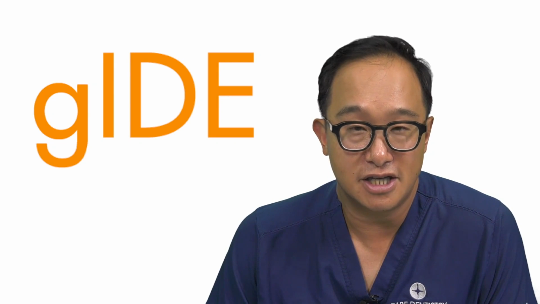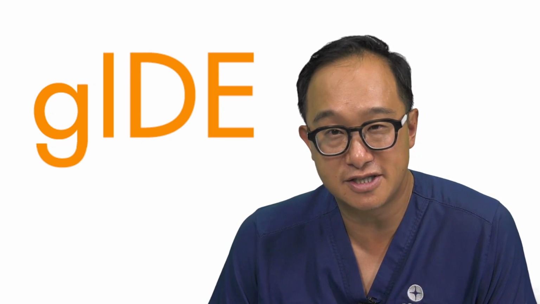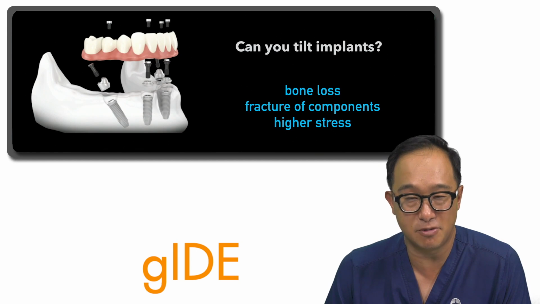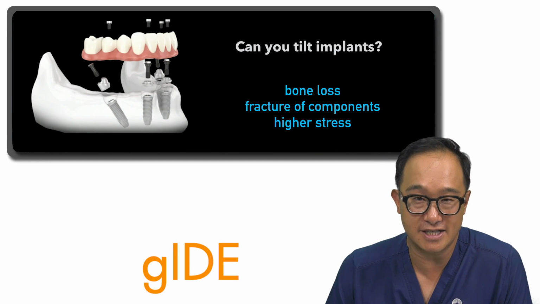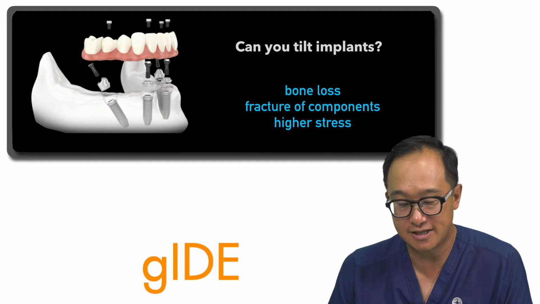So another question that often gets asked with this all-on-4 type restoration is, can you tilt the implants? What happens to the bone? Is the bone going to be maintained? Are you going to get more fractures of the components? Is there a higher stress that's being applied to the implants when these are all angled in place?